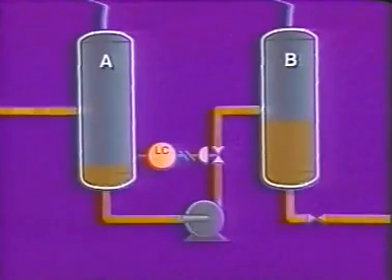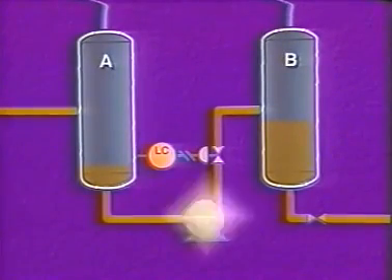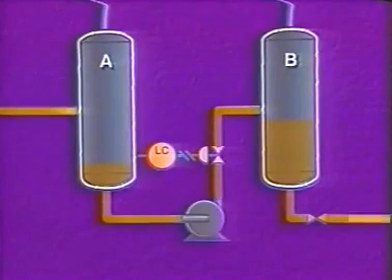Here's another problem. A pump supplies one process vessel with fluid from another process. The pump has a mechanical failure. No fluid is being pumped out of process A, and pressure and fluid level increase. No fluid is entering process B, so pressure and fluid level begin to drop.